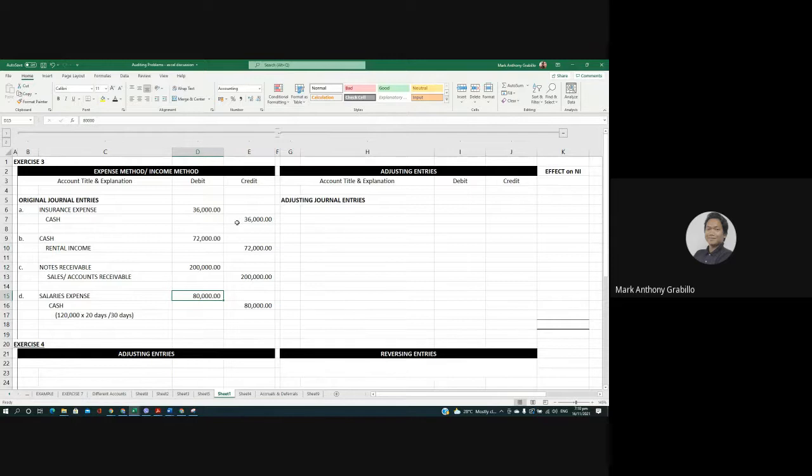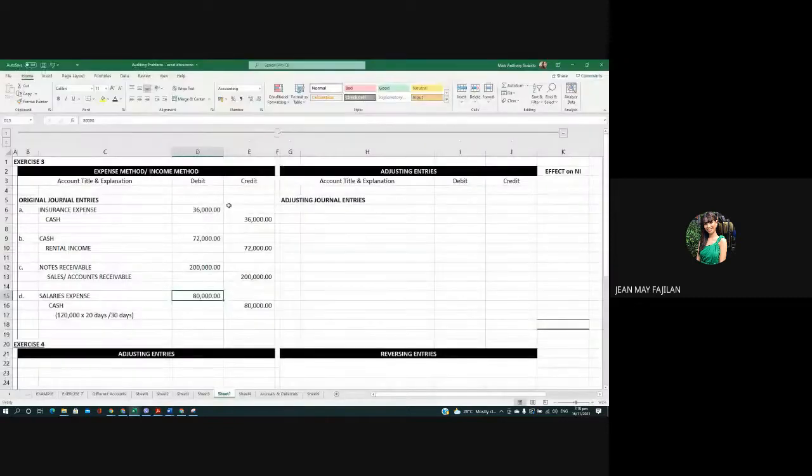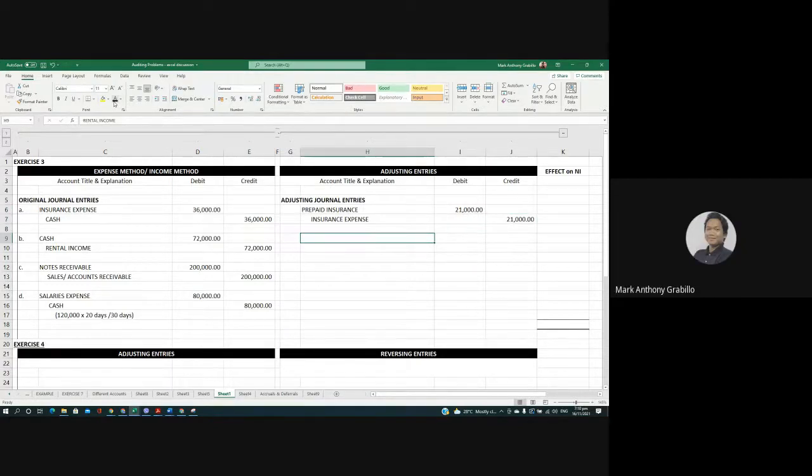Now, may idea na tayo for adjusting journal entry. What will be our adjusting journal entry for letter A? Anyone from the class, you can answer now. Debit prepaid insurance 21,000, credit insurance expense 21,000. That's correct.